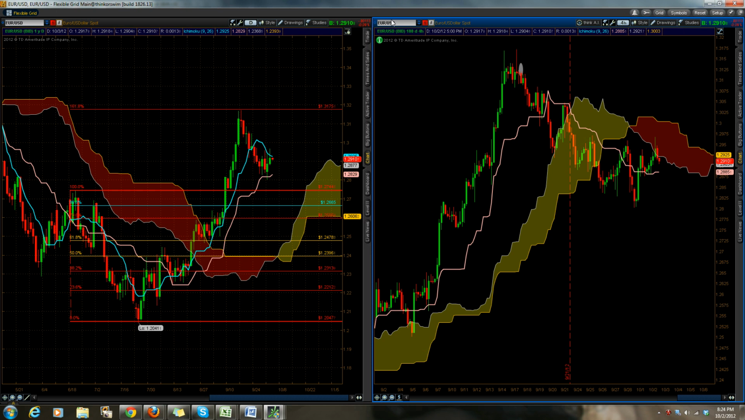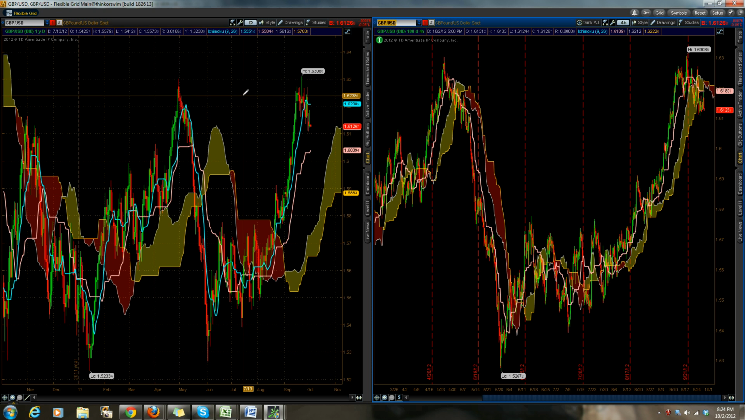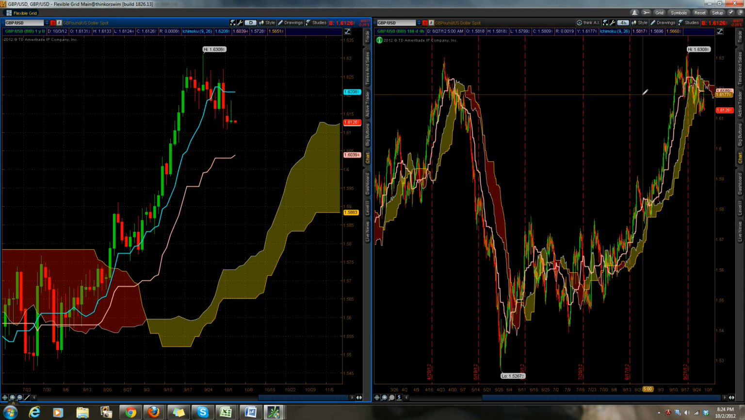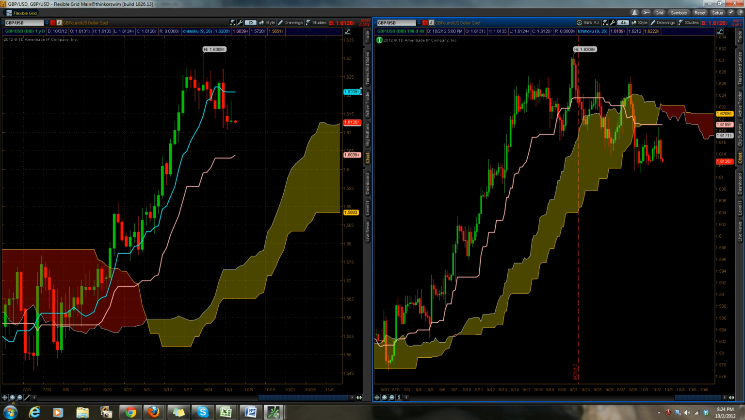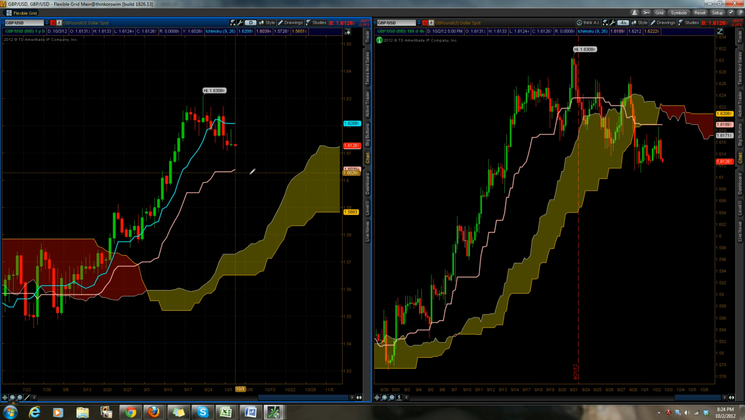Alright, on the pound dollar, on a daily chart, right now we have price below the Tenkan. It's providing some resistance at 1.6208. We have support at the daily Kijun at 1.6039.